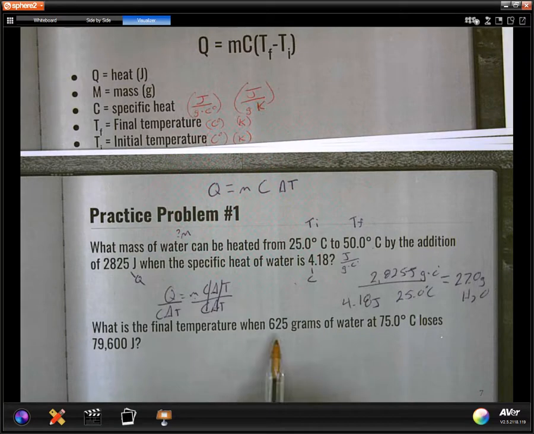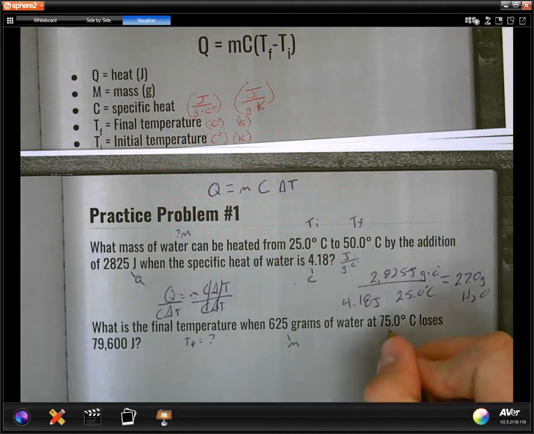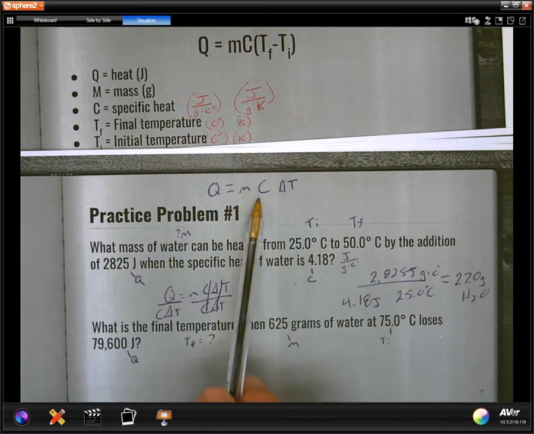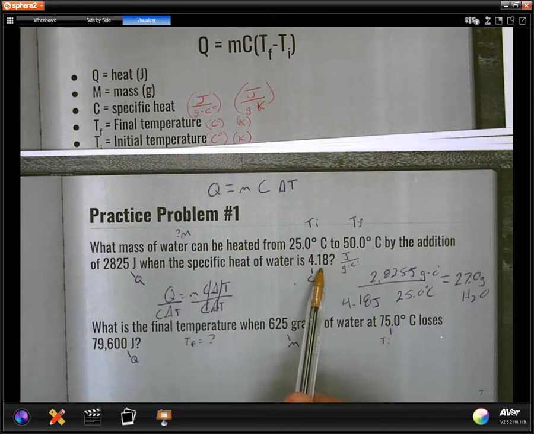Again, read through here. I see I'm looking for TF. They give me the mass. They give me the initial temperature, and it's giving me the Q. So if I see TF, I see TI, I see M, I see Q, I am missing C, which again, you can go back and pull from this problem here. So now that I see that, I'm going to be solving for my TF.